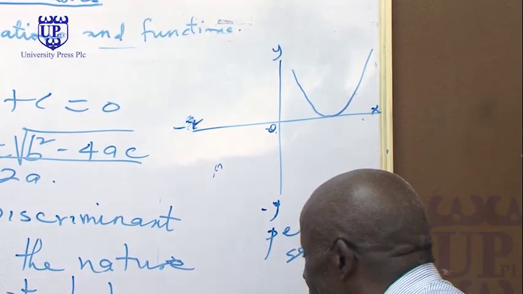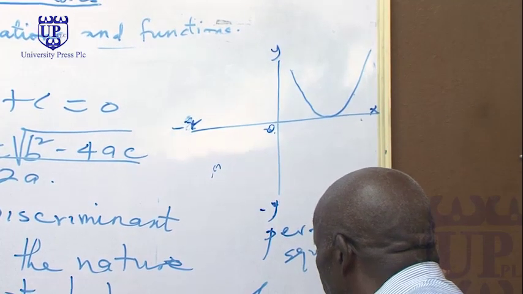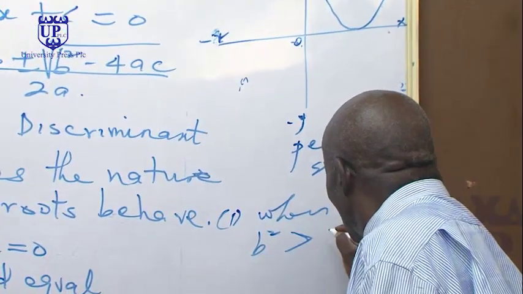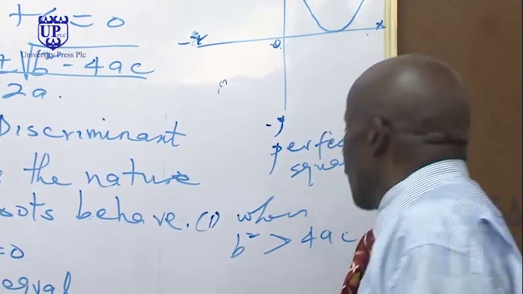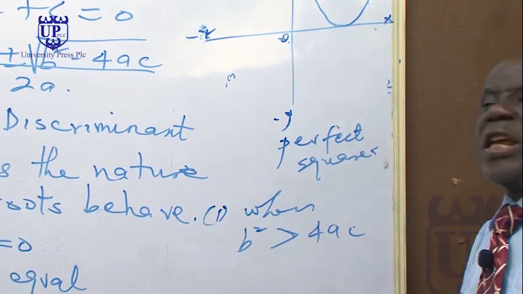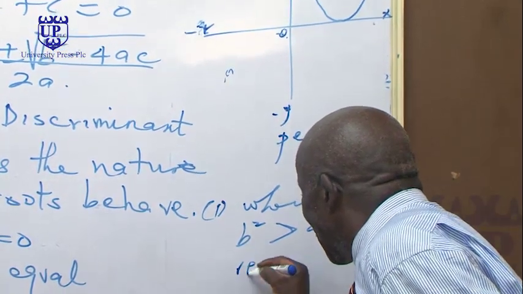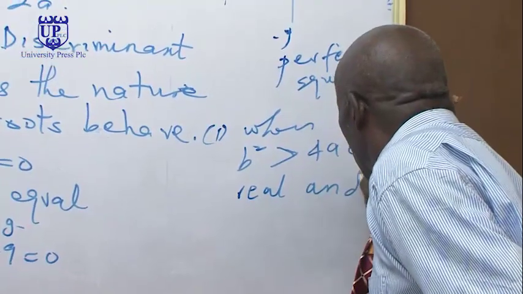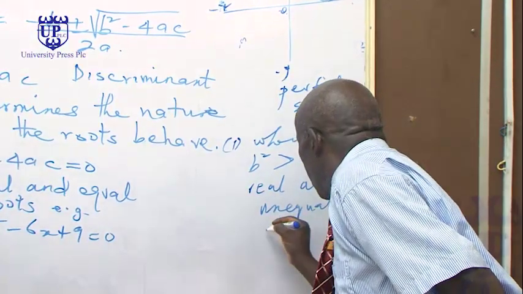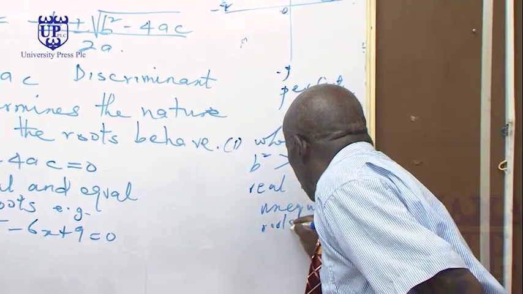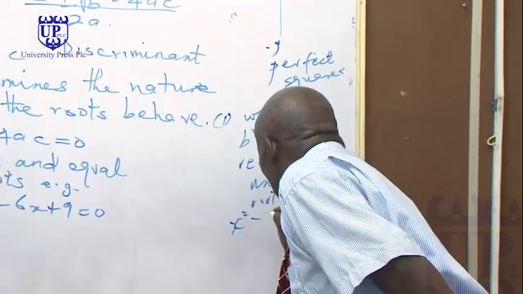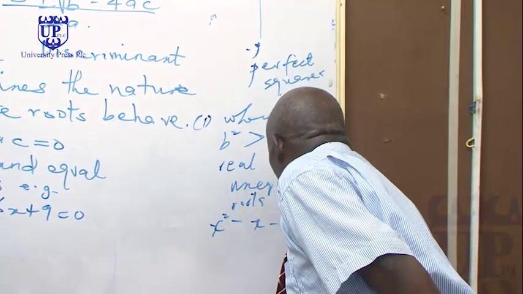Then another one. When the discriminant, when b squared is more than 4ac, it has real and unequal roots. For example, x squared minus x minus 12 equals 0.